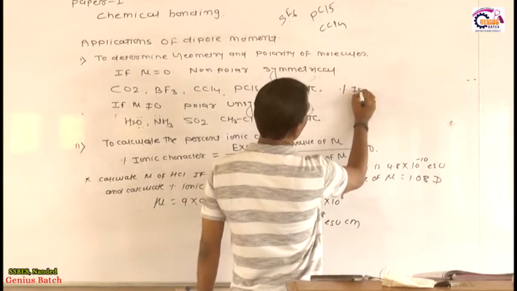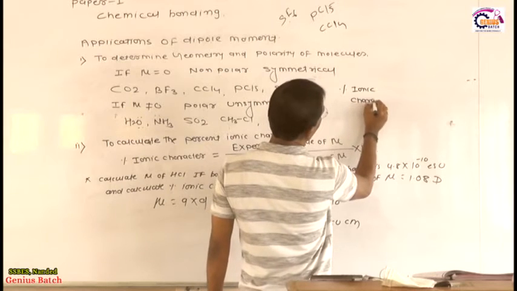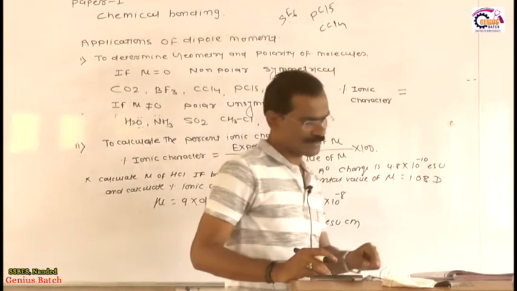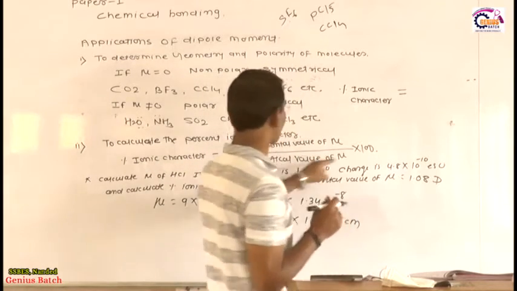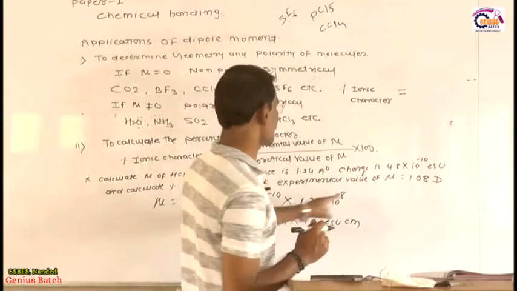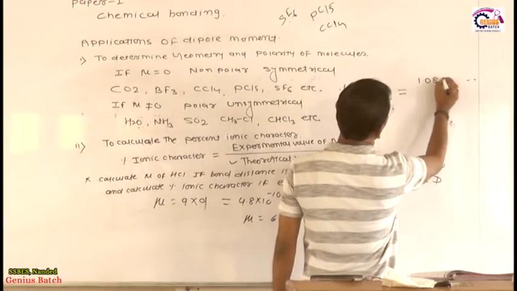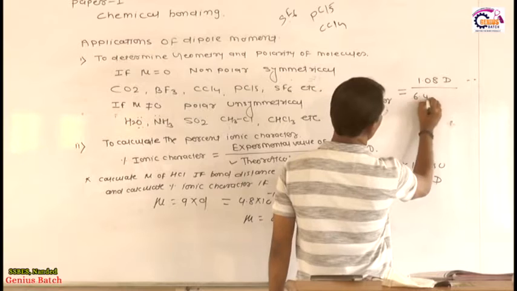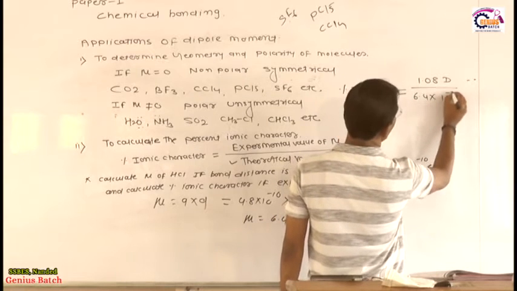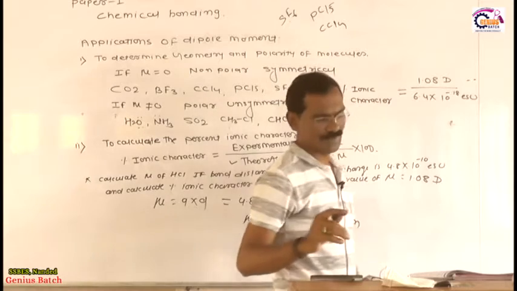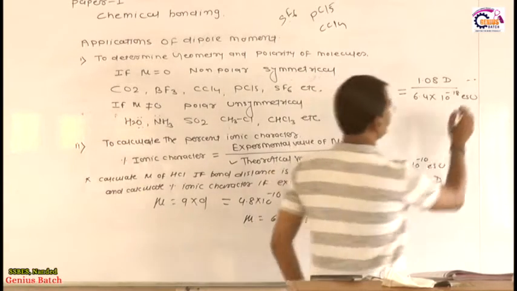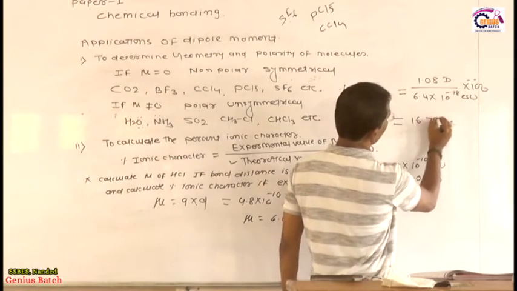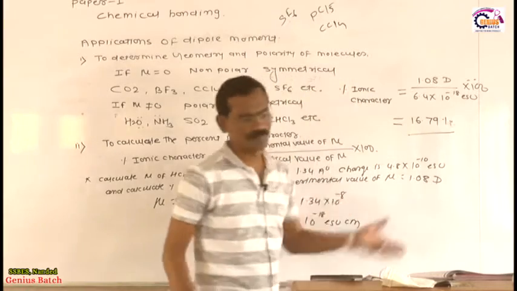Therefore percent ionic character is equal to experimental value divided by theoretical value, into 100. They have given the experimental value as 1.08 D. So it is 1.08 D, or we convert it, divided by 6.4 into 10 raised to minus 18 ESU, and you clear the unit, into 100, and then finally the answer becomes 16.79%. You calculate it at home, you manage the unit.